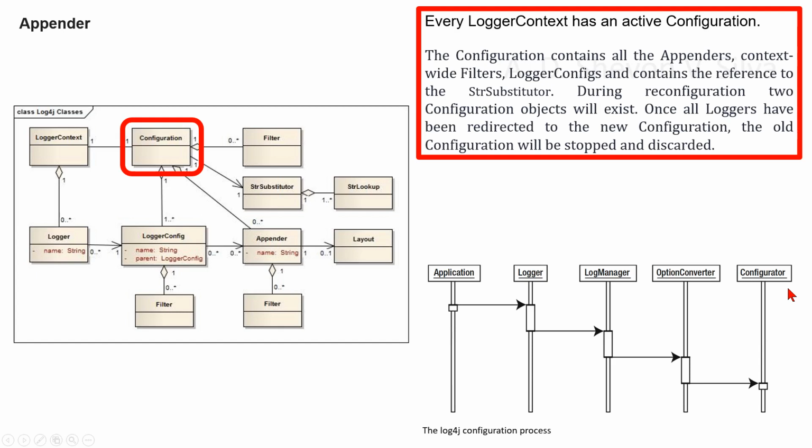Class Configurator initializes and configures the logging system. This class provides several ways to construct a logger context using the location of the configuration file, a context name, and various optional parameters. Here the application is connected to the logger, then the logger is connected to the log manager. The log manager is connected to the option converter, then the option converter is connected to the configurator.